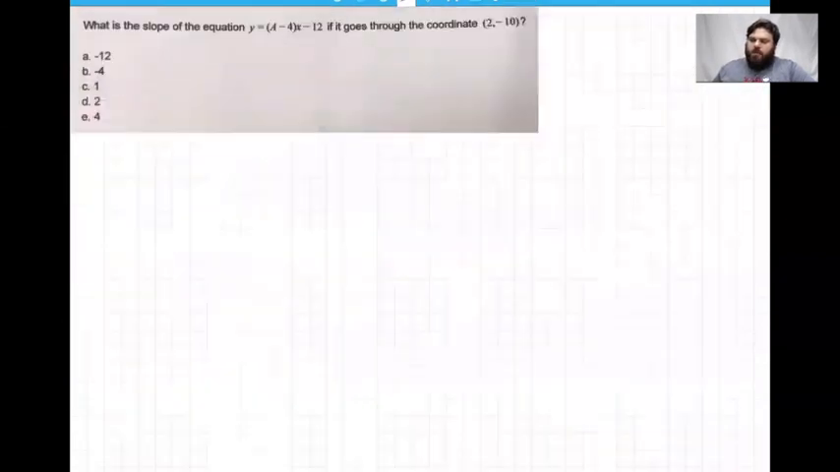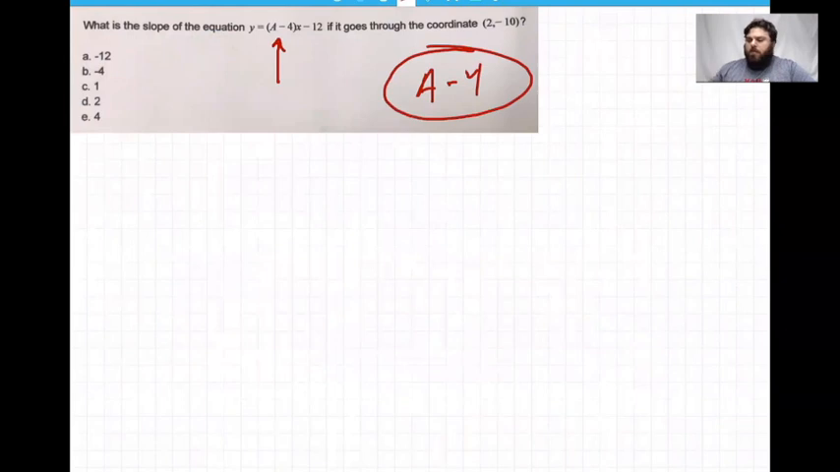All right, what is the slope of the equation y equals (a minus 4)x minus 12 if it goes through the coordinate 2, -10? All right, this problem is tricky for a lot of people, but we should be able to do this. A couple things. If I want to know the slope of this equation, I need to know the number in front of x. That's what the slope is. So I need to know what a minus 4 is. That's one way to think about this problem. What is a minus 4? If you could find a minus 4, you would know the answer, okay?